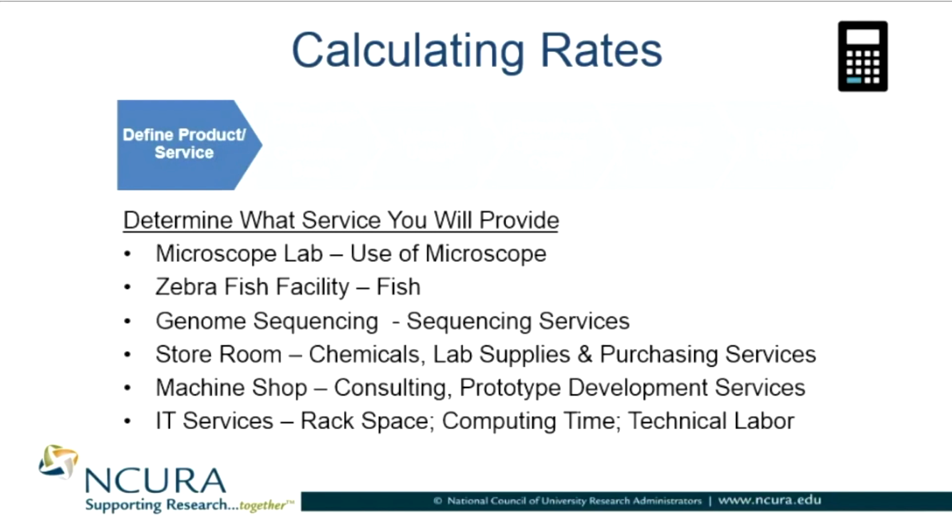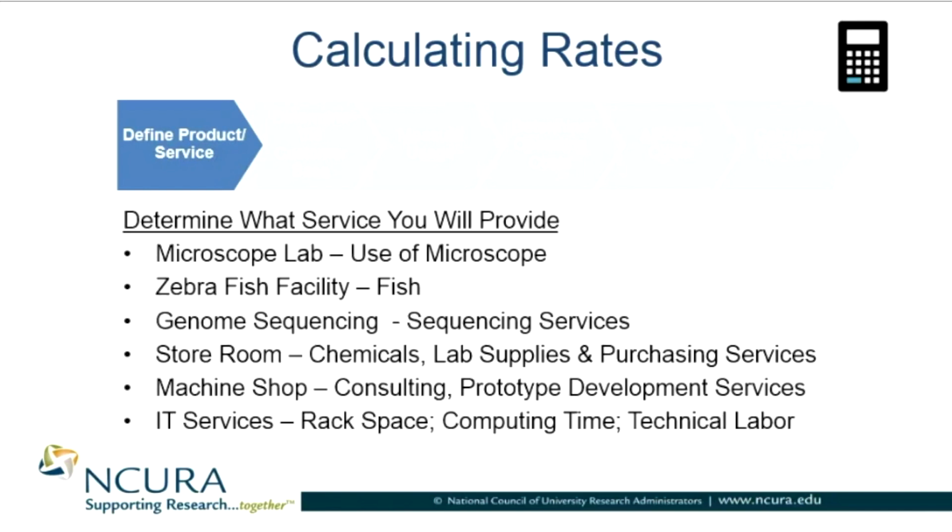For a genome sequencing facility, the services would be genome sequencing. It's pretty straightforward. For a machine shop, it might be general consulting services or prototype development. And for the former, it might be an allocation of hours. For the latter, it might include an accounting of hours and raw materials and a supply component. And for IT services, it could be space for equipment, time on the system, or technical support labor.